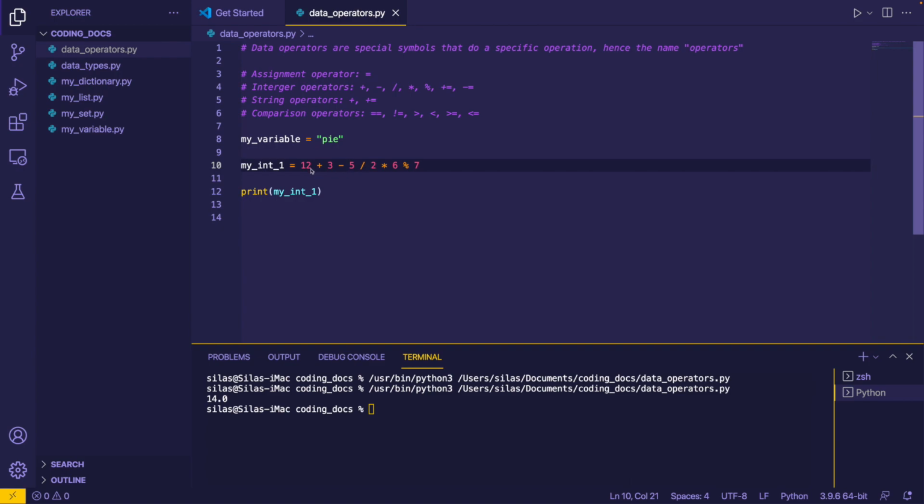Like, I can't just add 12 plus 3 to get 15, then 15 minus 5 to get 10, and 10 divided by 2 to get 5, and 5 times 6 to get 30. No, it doesn't work that way. It first would do 5 divided by 2, then whatever answer that is, it would give 2 times 6, then it would add 12 plus 3, and then it would get 15 minus whatever answer this is, the whole thing combined, then it would give a mod of 7.